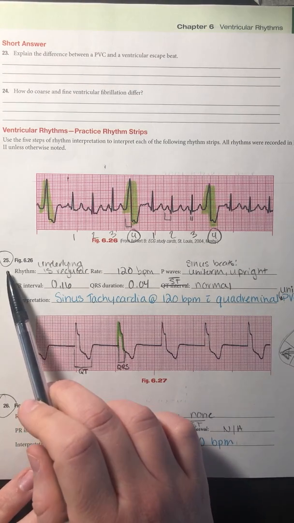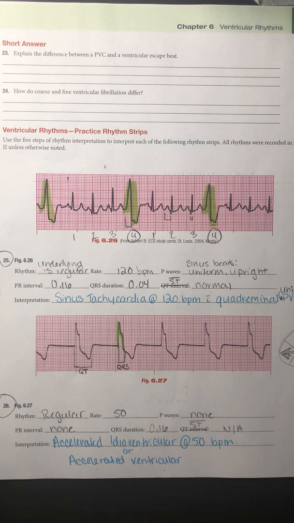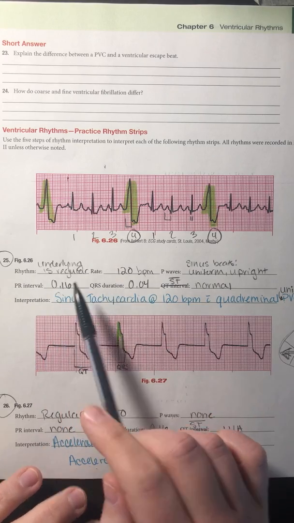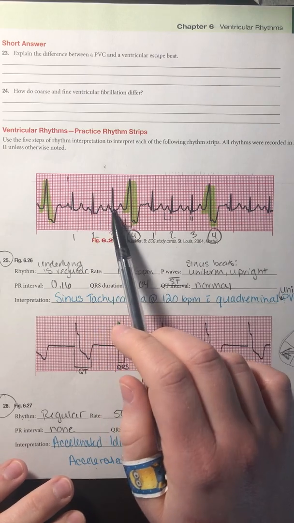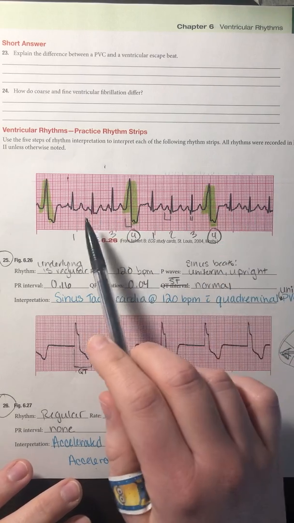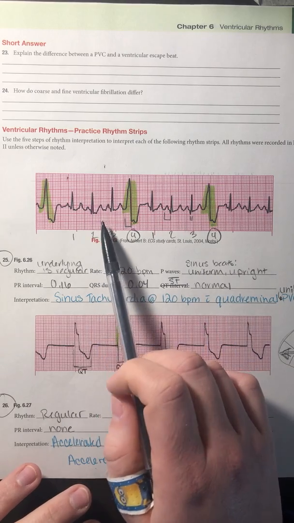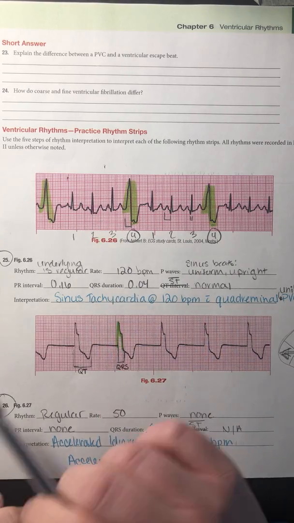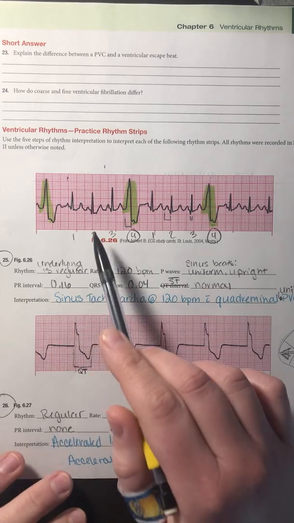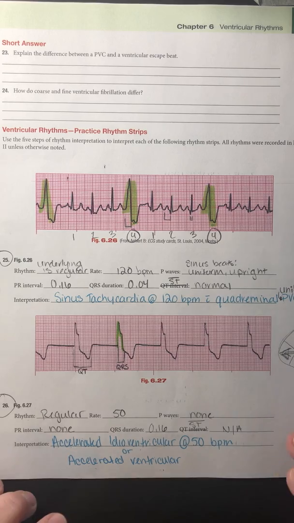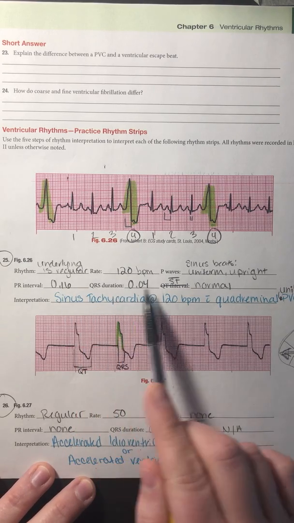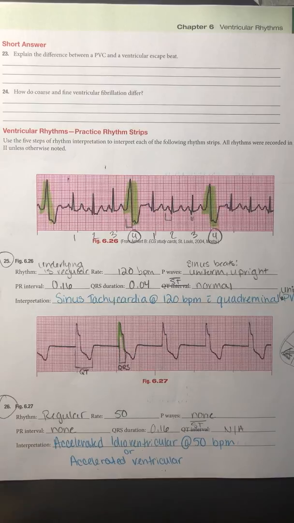Alright, so we're going to start with number 25, figure 6.26. The rhythm here is irregular, so you can just put irregular for that. I did just want to point out that the underlying rhythm between the PVCs is very regular. It is sinus in nature. We have P waves for every QRS complex. They are all upright. We have 1-to-1. Our PR intervals are within normal limits, and our QRS complexes are narrow. I did measure all those out here for you. I'm not going to go over that with this chapter because we have reviewed it in the previous chapters.